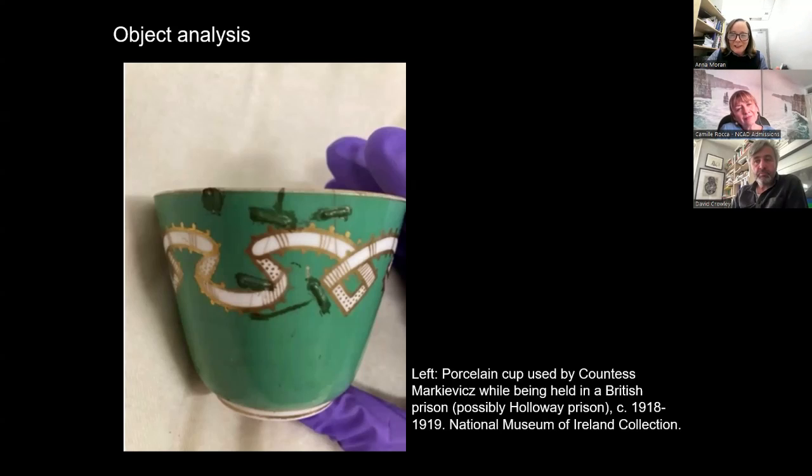This photo that you're looking at now of the cup is actually a porcelain cup used by Countess Markievicz while being held in a British prison in 1919. But this cup I'm showing you was the subject of an essay written by a student this last year in the current cohort of students. And that student was Susan Horrican, and she wrote a fantastic essay about this porcelain cup, which, look, it's broken, it's been stapled, and it's now in the collection of the National Museum.